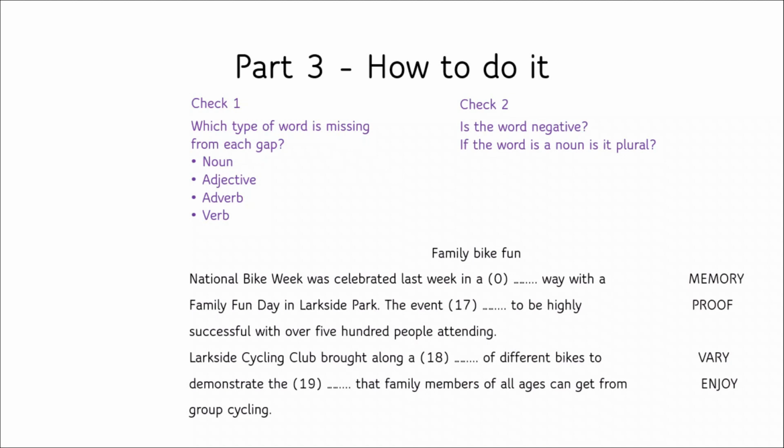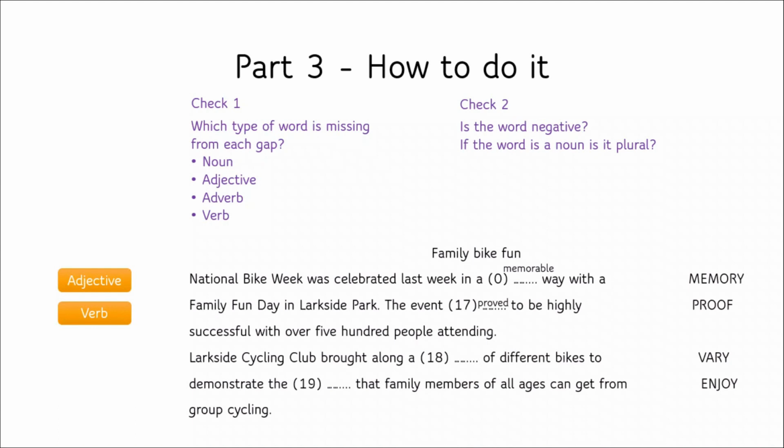So we're starting with the first gap, which was the original example. If we look at the sentence, it's quite clear here we need an adjective. And we have already seen from the exercise that this word is memorable. If we look at the second gap, we have the word proof at the end of the sentence. We need the verb form. And the correct form of the verb in this case is the past tense, proved.